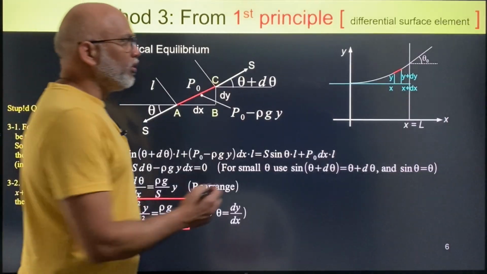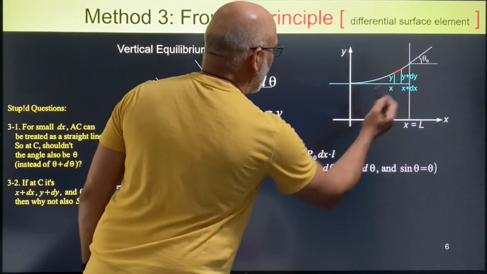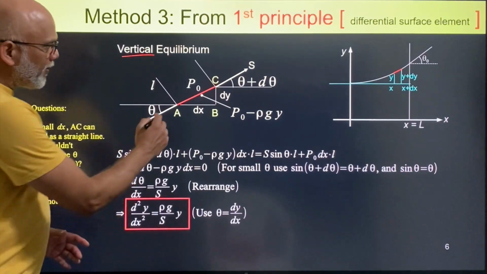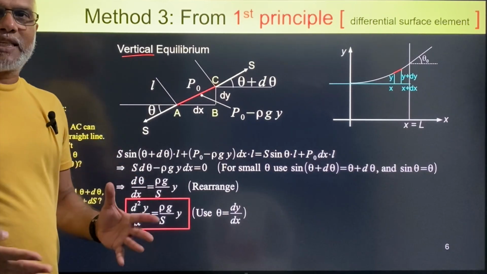In the first example, I'm going to choose a differential surface element between x and x plus dx, and I'm going to balance the vertical forces on it. I have drawn a bigger picture here. Let's first try to figure out what are the forces acting on it.